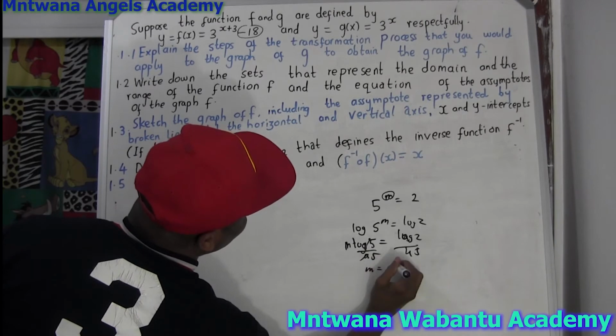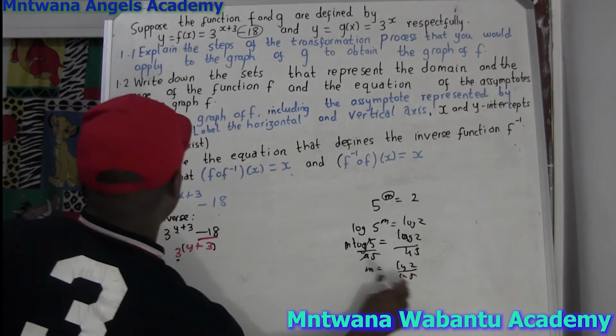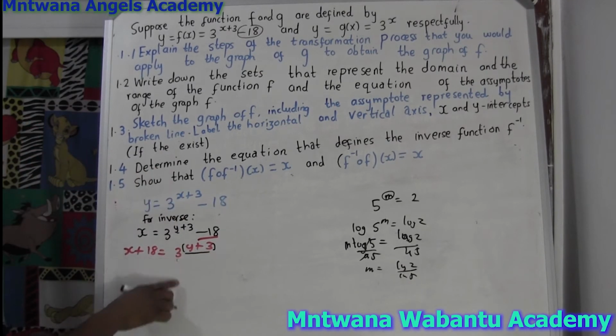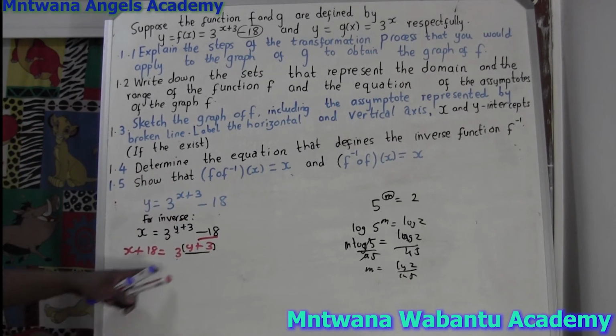So my m equals log of 2 over log of 5, and then I get the answer. Same here. If I'm looking for this, you see the power is unknown, and there's a number here which is known. So how am I going to get there? I'll just apply logarithm throughout. You know what I'm saying?